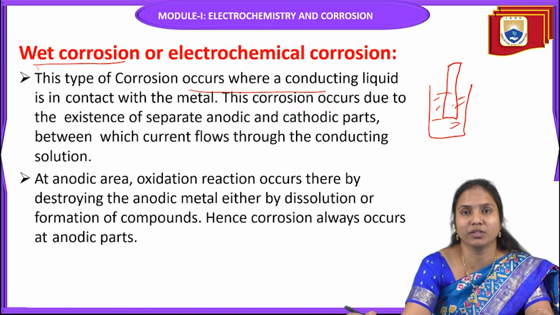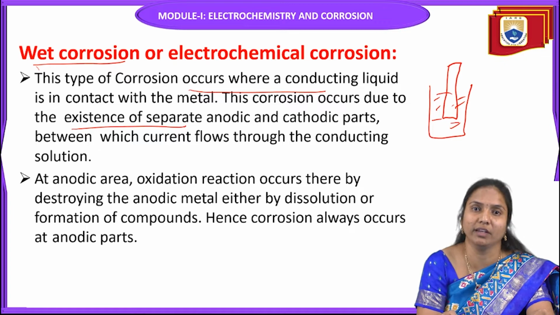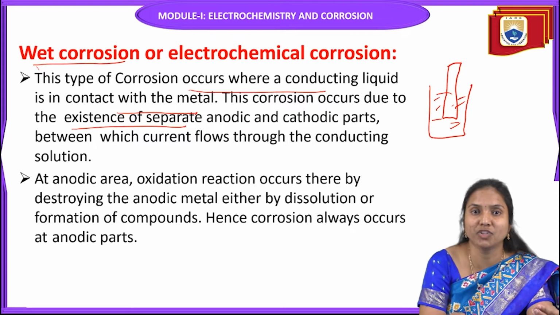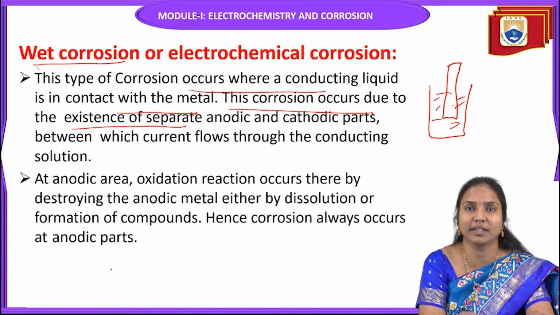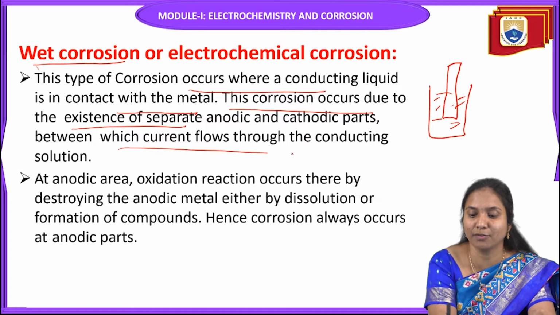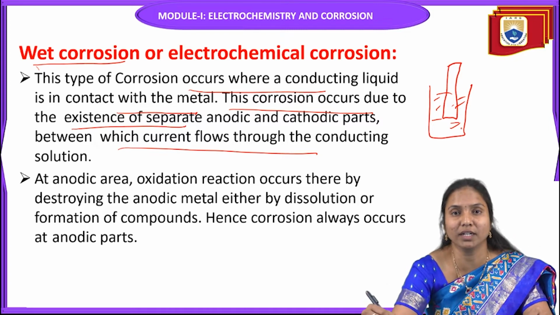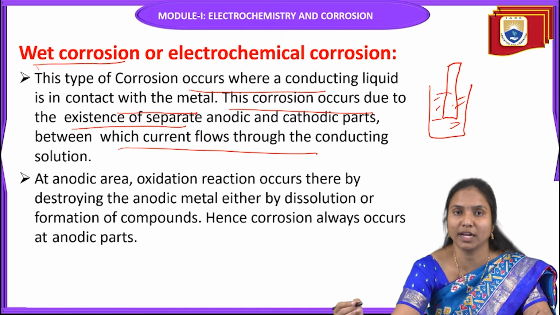In this case, corrosion is concentrated at the anodic area. This type of corrosion occurs where the conducting liquid is in contact with the metal. This corrosion occurs due to the existence of separate anodic and cathodic parts, between which current flows through the conducting solution. Simply, we say the metal is partially or completely dipped in a conducting solution, and corrosion is concentrated at the separate anodic area.